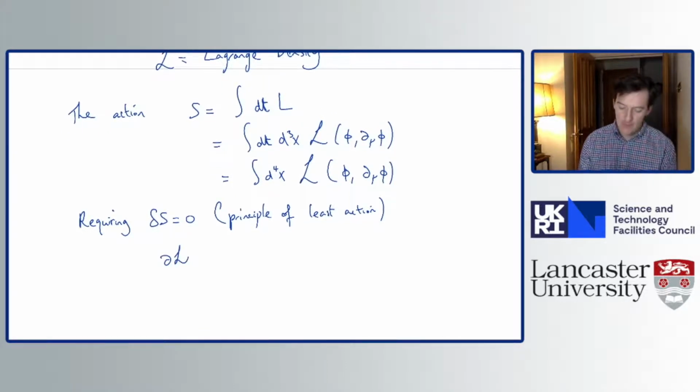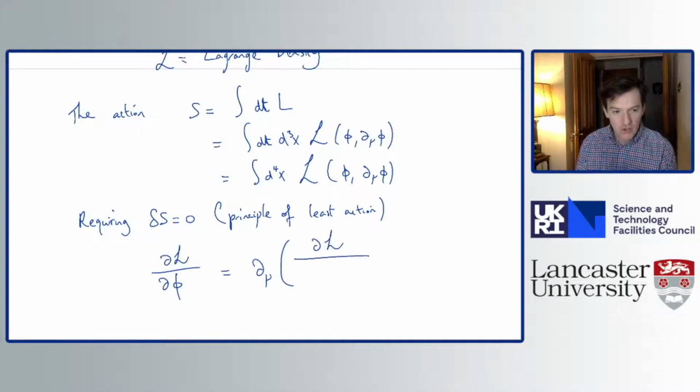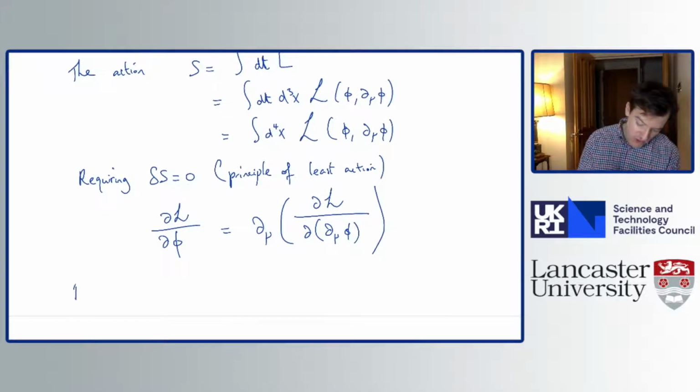The important result we're going to use is that the partial derivative of the Lagrange density with respect to the field phi satisfies the following equation. So we have d mu, another partial derivative, the partial derivative with respect to d mu phi. So this is our Euler-Lagrange equation for the fields.